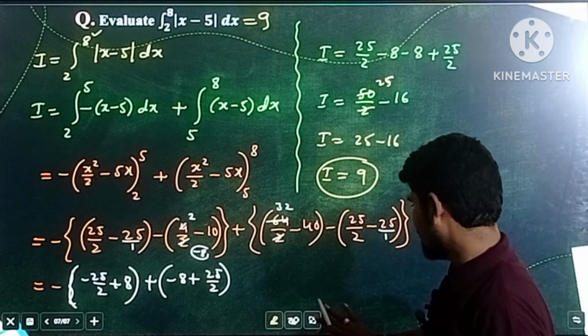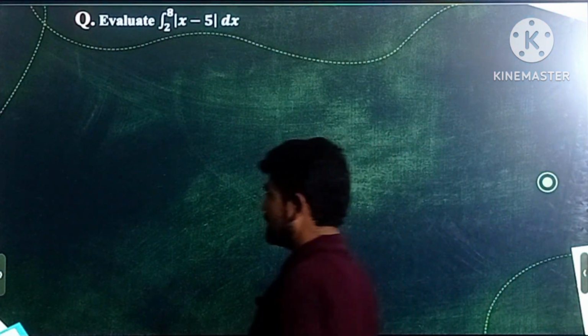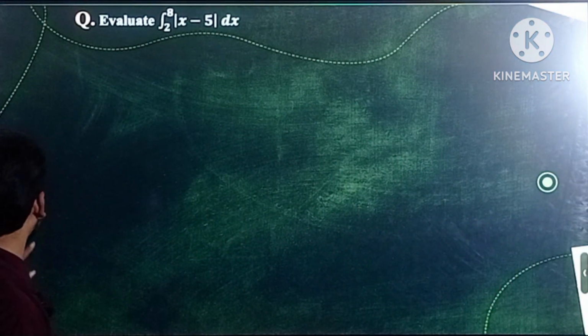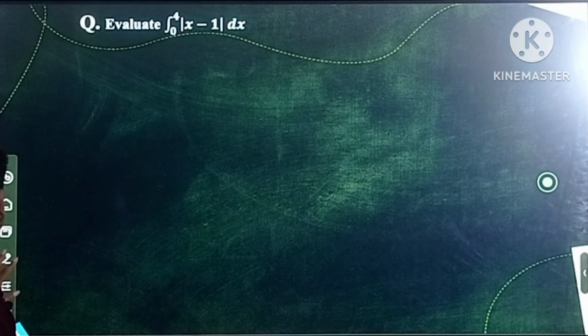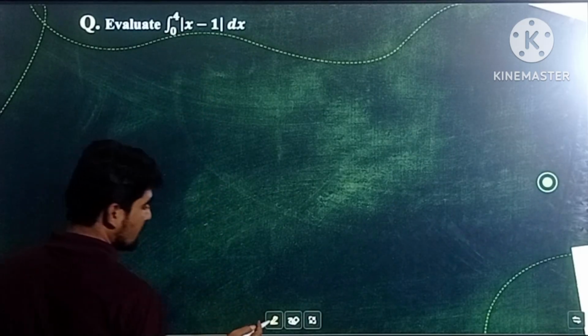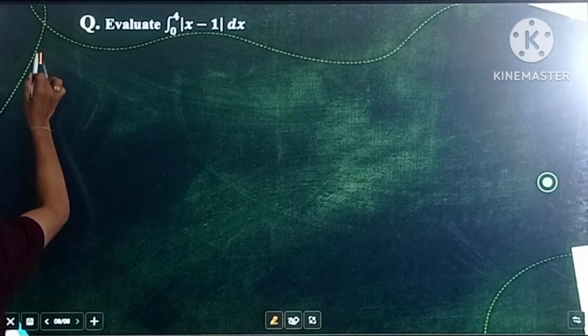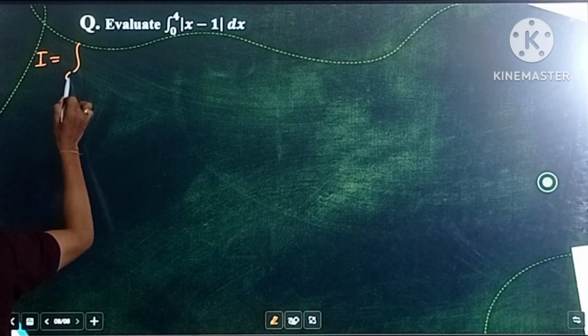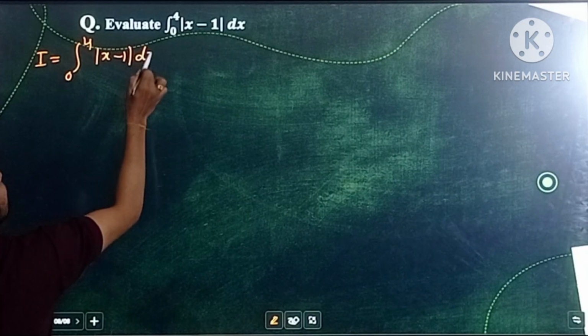Now let us consider one more example based on the same property. And the question is, evaluate the integration from 0 to 4 of modulus x minus 1 dx. So firstly, I am going to consider this given integration problem as I equals the integration from 0 to 4 of modulus of x minus 1 dx.